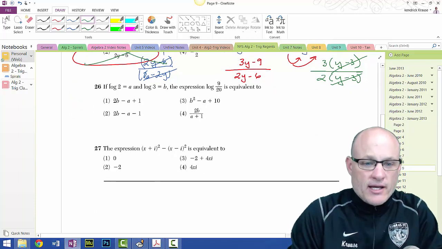All right, so anytime I see an A, I can replace it with log 2. Anytime I see a B, I can replace it with log 3.